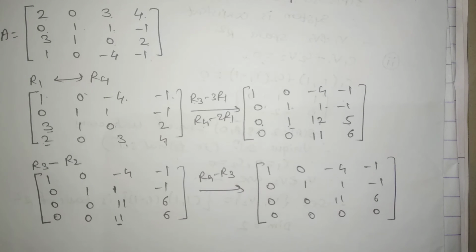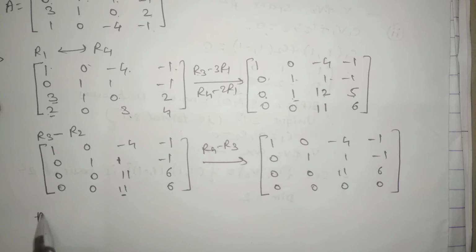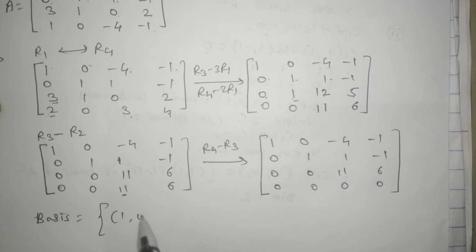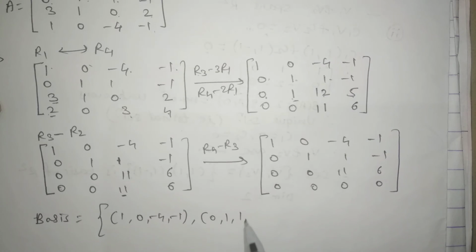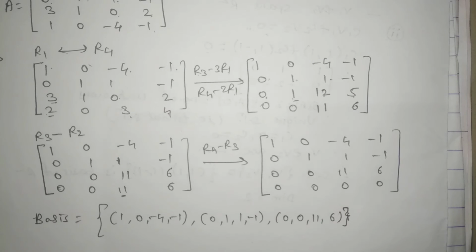So whatever the non-zero rows in the echelon form matrix, this is in echelon form. Whatever the non-zero rows form the basis for the row space of a matrix. So the basis is the elements 1 0 minus 4 minus 1 as the first vector, second vector 0 1 1 minus 1, and third vector 0 0 11 6. Non-zero rows are nothing but the basis for the row space of a matrix.